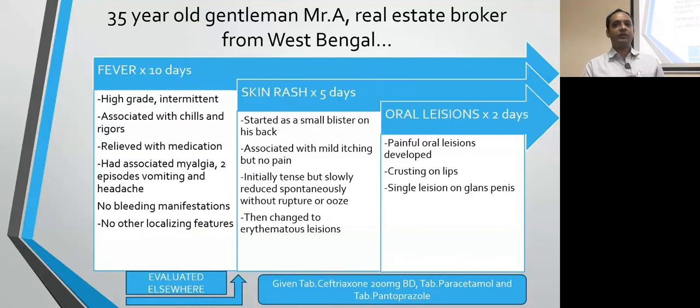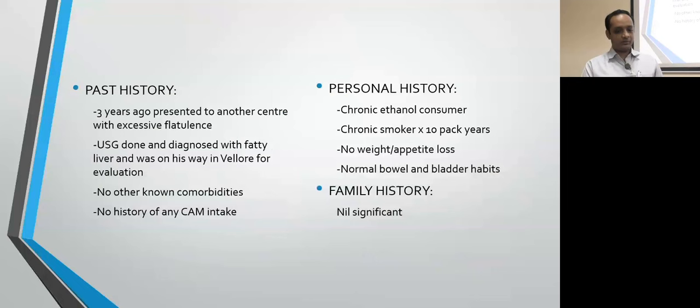So in past history, 3 years ago he presented to another center with some dyspeptic symptoms. At that time they diagnosed fatty liver, and he was actually in Vellore planning to get evaluated for the same when all these symptoms developed. No other known comorbidities, no history of any alternative medicine intake. Personal history is a chronic ethanol consumer, chronic smoker, and no significant family history of malignancy or any other conditions.